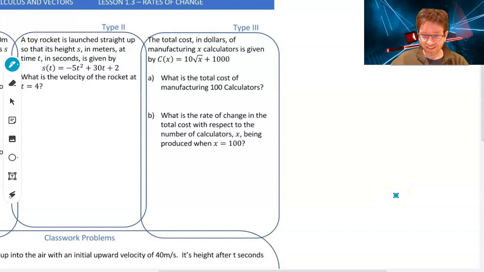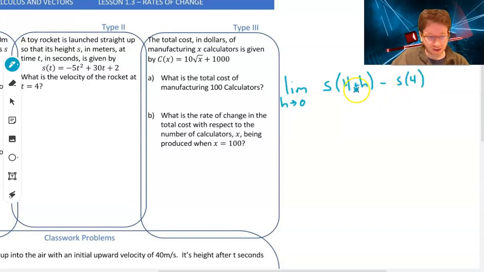So let me write this out. To find the instantaneous velocity, we're going to need to find the limit as h approaches 0. Right? We're using our difference quotient here for the function at 4 plus a little tiny bit of h, which is going to approach 0, so a very, very tiny bit of h, minus the function at 4, all over h.